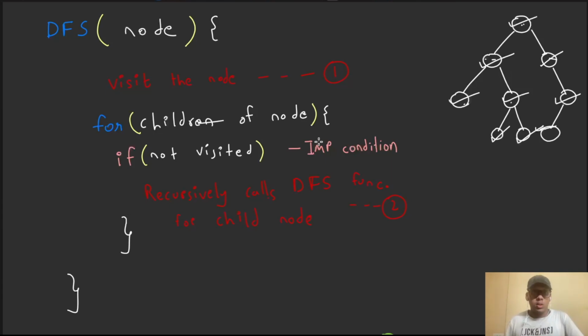Okay, there are two things to take care of. One, always visit the node, because if you don't visit, for instance you don't visit this node, you go down here. Now again, since this is not visited, this is considered as a child, so it will again go back here, then again. So this will end up in an infinite recursion. And second is this one, call DFS for the child node.